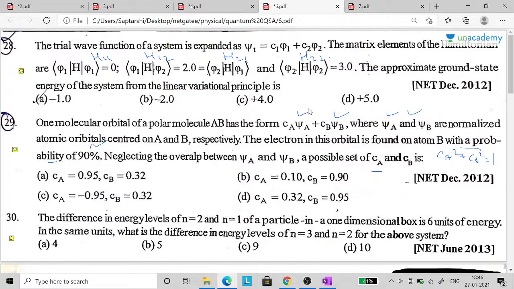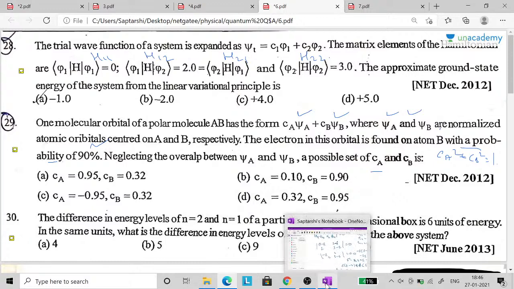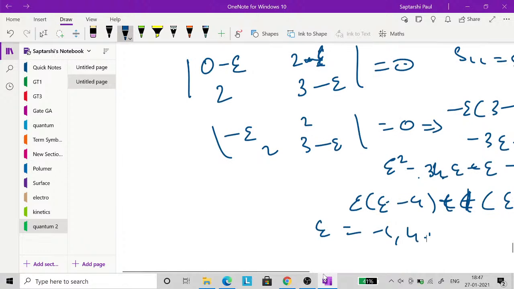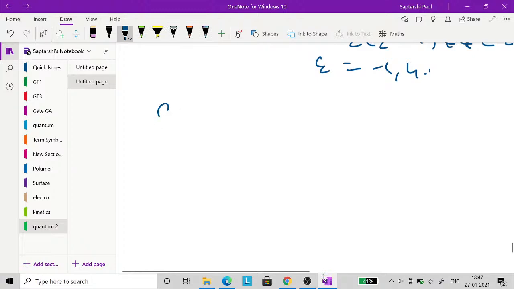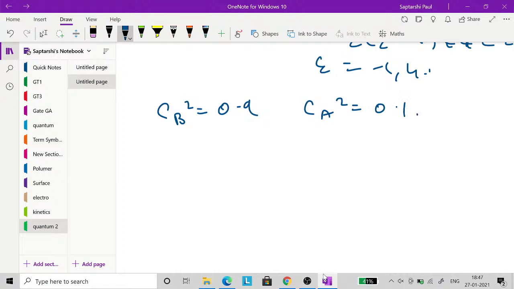And it says that chi A and chi B on atom B. So your Cb square is 90%, 0.9 we can say, right? So let us see that question right now. It's saying that your Cb square is 0.9, then your Ca square has to be 0.1, right? Therefore Ca will be root of 0.1, Cb will be root of 0.9. This should be the answer.